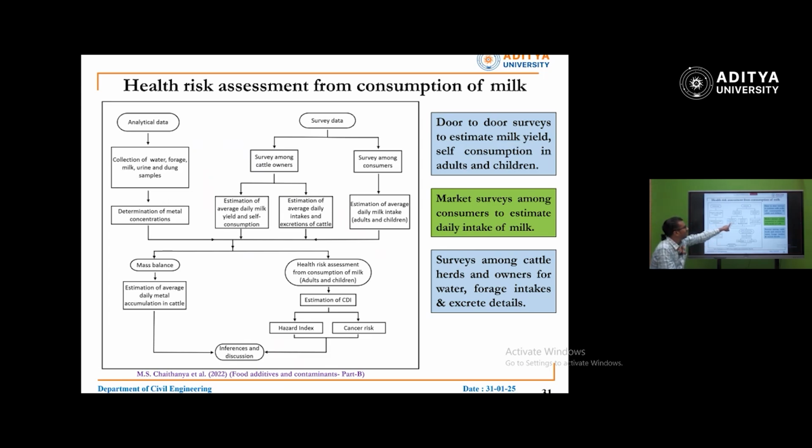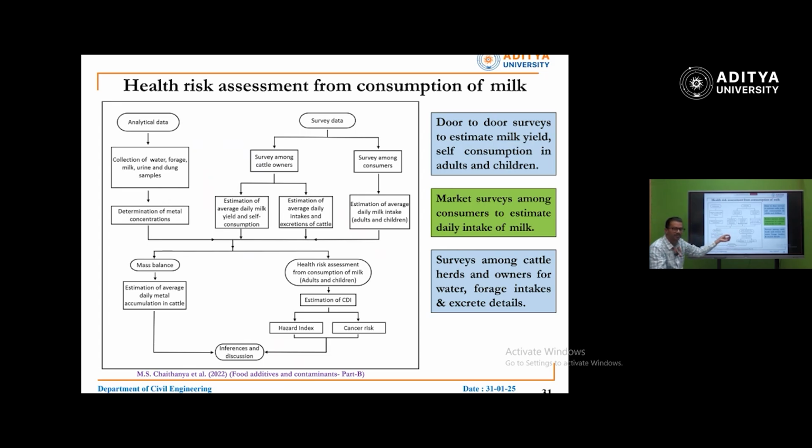From the owners, we collected information regarding the estimation of daily intake. That means the intake of the cow, how much they are eating, how much they are excreting and all those things. And from the consumers, we identified their individual milk intake on average in a day. Then we collected all the samples of the forage, the lake water, as well as the urine, milk and dung, everything from the cattle. That means whatever is going into the cattle and coming out of the cattle, we collected all the samples. There are more than 120 cows, out of which we chose 10 cows, and from those 10 cows we collected all the samples, did the mass balance and identified the health risk assessment.